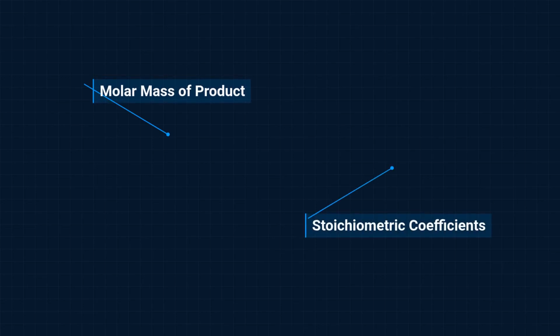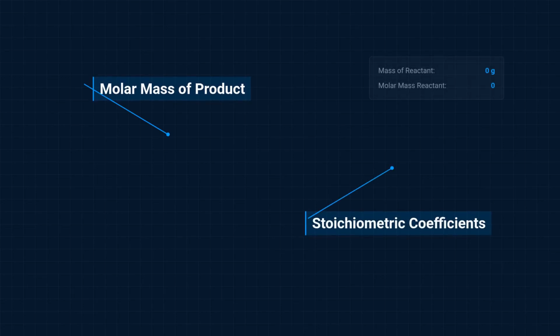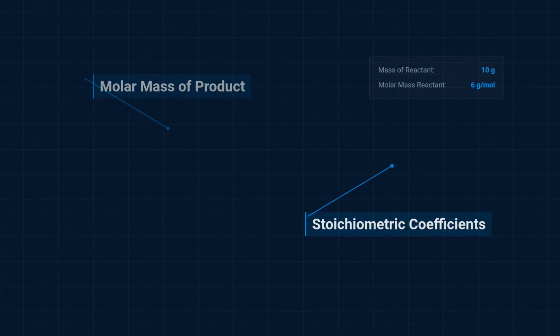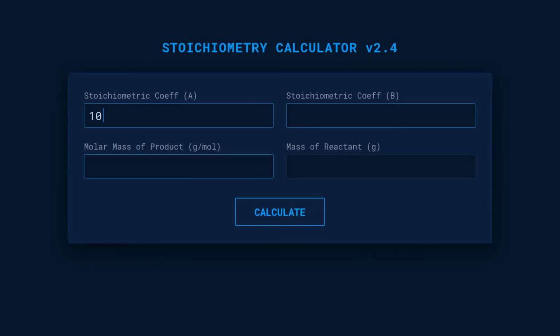Here's a worked example. I'll enter 10 for mass of reactant, 10 for molar mass of reactant, 10 for both stoichiometric coefficients, and 10 for molar mass of product.